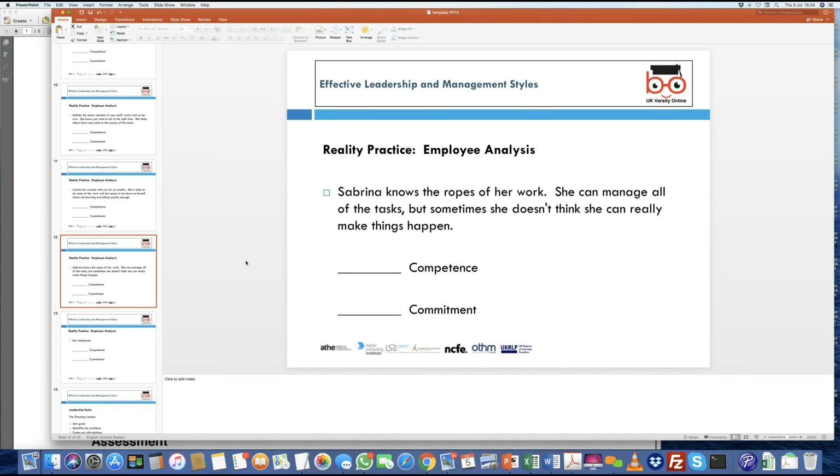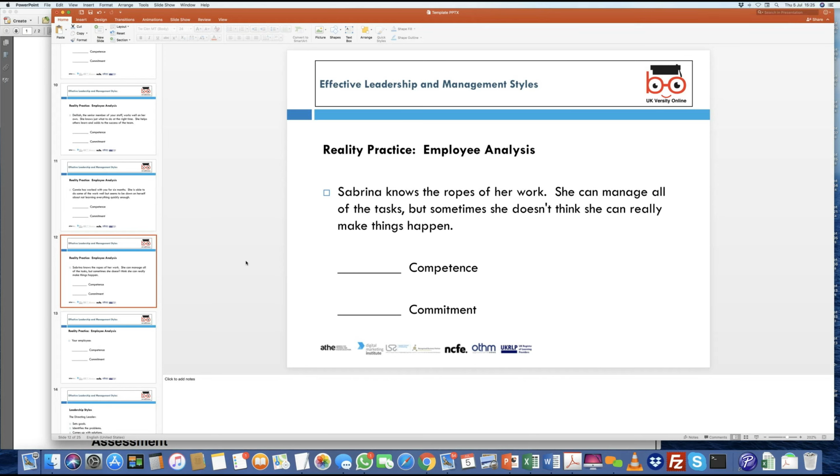But sometimes she doesn't think she can really make things happen. Now, it has to do with confidence. It has to be with your self-confidence. You're not confident enough about your competence, and so, as such, you feel you're not good enough at some things, and you just want to shrink into your shell, like, maybe I'm not doing it right.